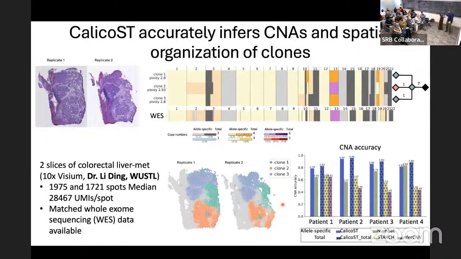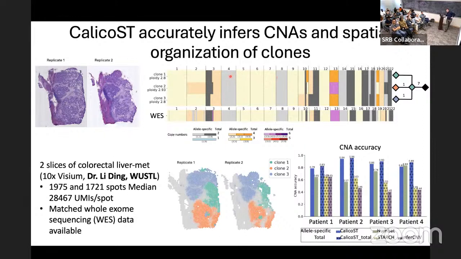Don't worry about the benchmarking here, this is just to show you. So here are two slices from a liver metastasis from a colorectal tumor. Let me walk you through this. The algorithm infers that there are three cancer clones. A clone, again, is a population of spots. I didn't tell you how many spots are assigned to each clone, but here they are. And then there's a copy number profile for each spot.